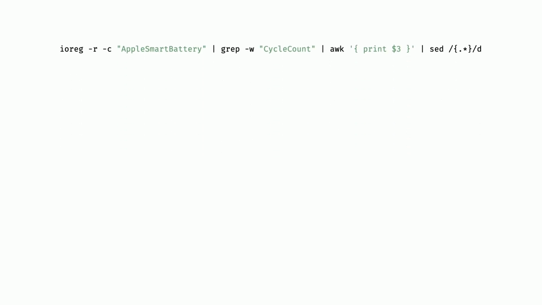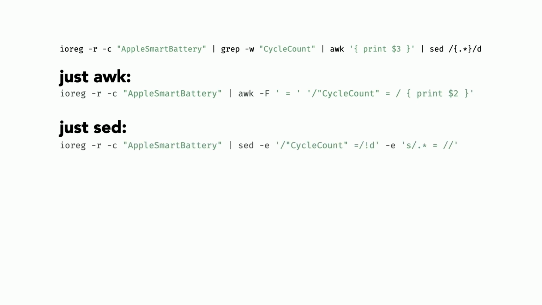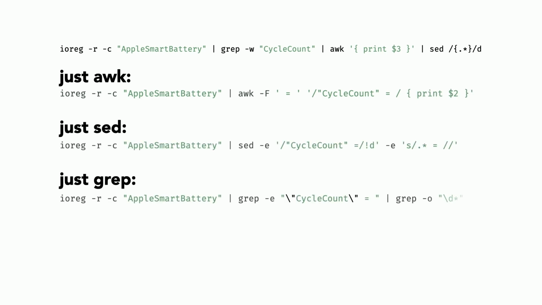Now, don't worry that you can't read this. That's not really that important. Truth be told, I could have used just awk, or just sed, or just grep to do the same thing. And if I used a slightly different and shorter IOReg command, my grep commands can even get shorter as well. So fewer commands improves efficiency, right?